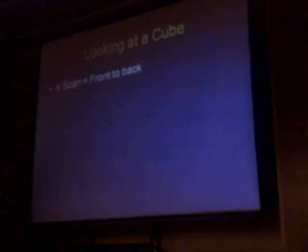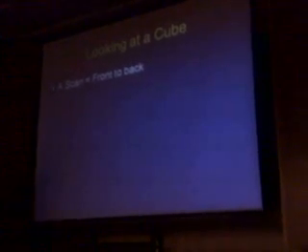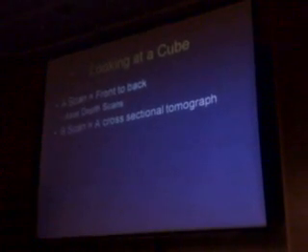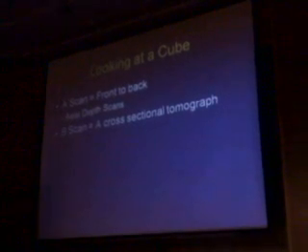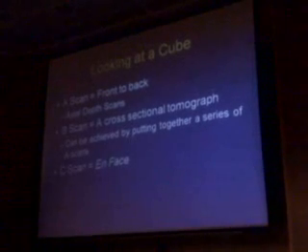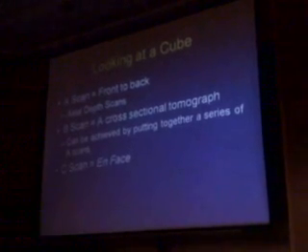We're looking at a cube. If we take a cube, the A scan is front to back. These are axial depth scans. B scans are a cross-sectional tomograph, and this can be achieved by putting together a series of A scans. And the C scan is en face, and I'll show you these.